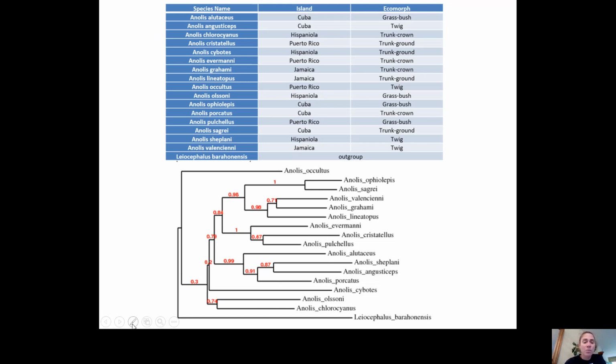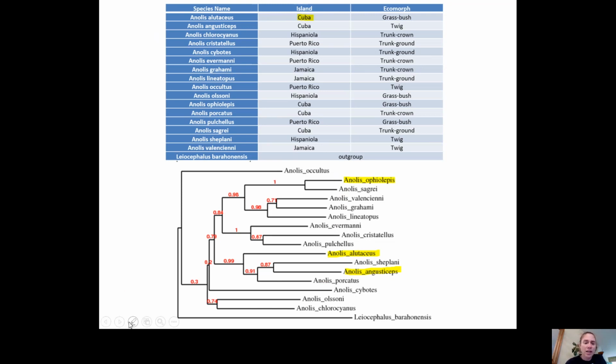So, for example, if I'm coloring this by island, I'm going to look and I'm going to say, okay, Anolis allotaceus is from Cuba. And I'm going to color all the Cuban anoles yellow. So here's allotaceus, so I'm going to color that yellow. And then the next one is Angusticeps, also from Cuba, so I'm going to color that yellow. And then another one is Ophiolepis. Where was that? So I'm going to color that yellow and so forth.